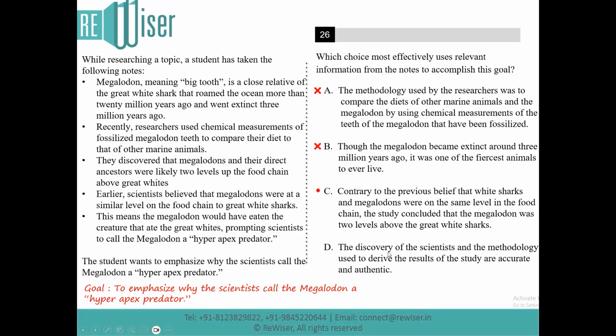Moving on to option D, you have: the discovery of the scientists and the method used to derive the results of the creature are accurate and authentic. Now D is irrelevant to the student notes and it's clearly out of context. So D is eliminated. The correct answer for this question should be option C.